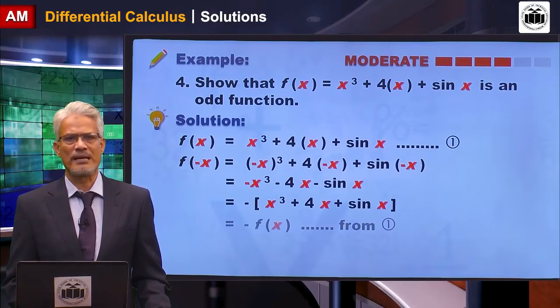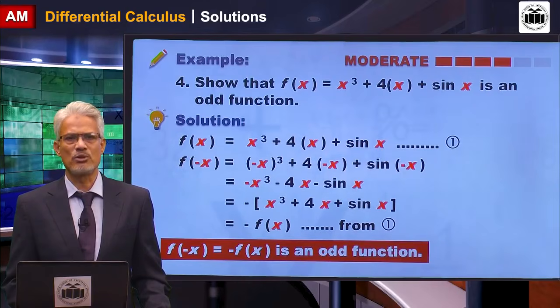Is it clear? x^3 + 4x + sin x is equal to f(x). That's why it is -f(x). We got f(-x) is equal to -f(x). Therefore, this is an odd function.